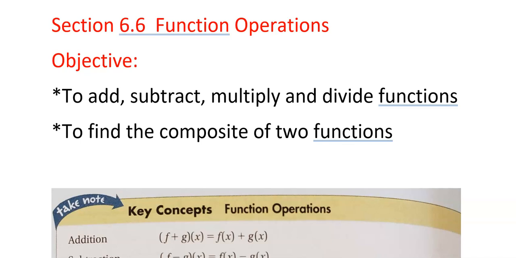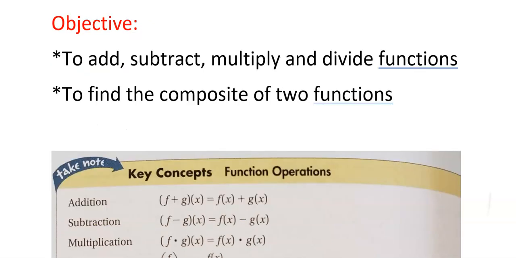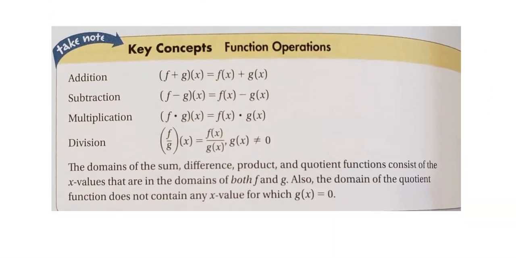Section 6.6, function operations. We're going to add, subtract, multiply, and divide. We're going to find the domains of these functions, and then at the end we'll find the composite of two functions. I know you've done function operations before, so I don't think you're going to have trouble with this part. Sometimes people have trouble with the domain, but if you know the steps that you take, that's not bad either.